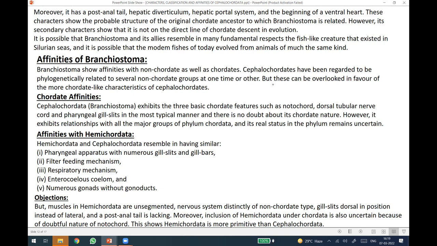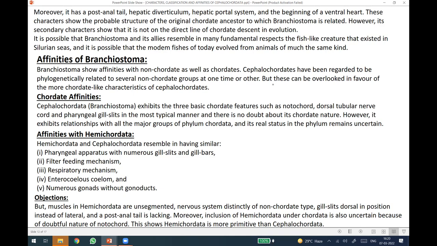Many small characters resemble non-chordates, but they were not emphasized much because the chordate affinities were much more evident. And the chordate affinities of Branchiostoma or Cephalochordata are like this. They exhibit three basic chordate features, notochord, dorsal tubular nerve cord, and pharyngeal gill slits, in the most typical manner, and there is no doubt about its chordate nature. However, it exhibits relationship with all major groups of phylum Chordata, and its real status in the phylum remains uncertain.